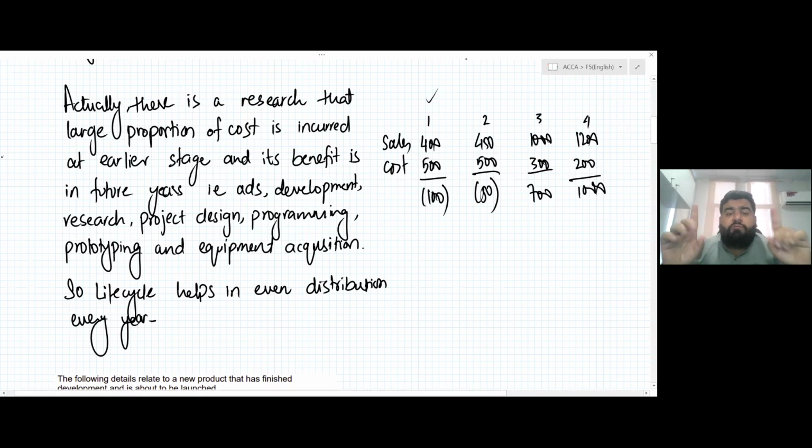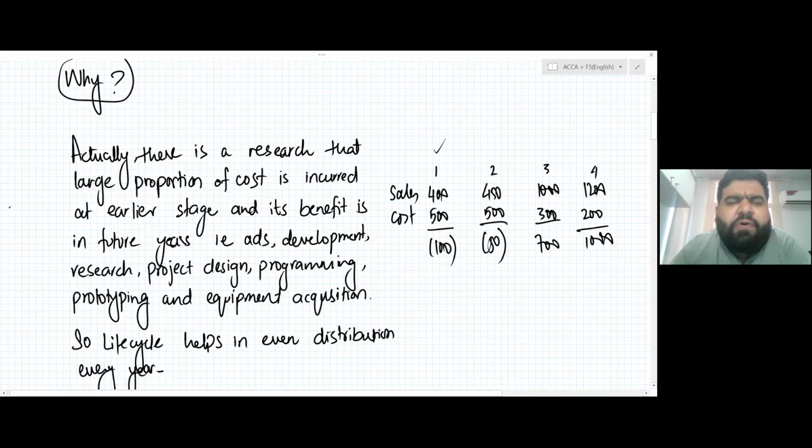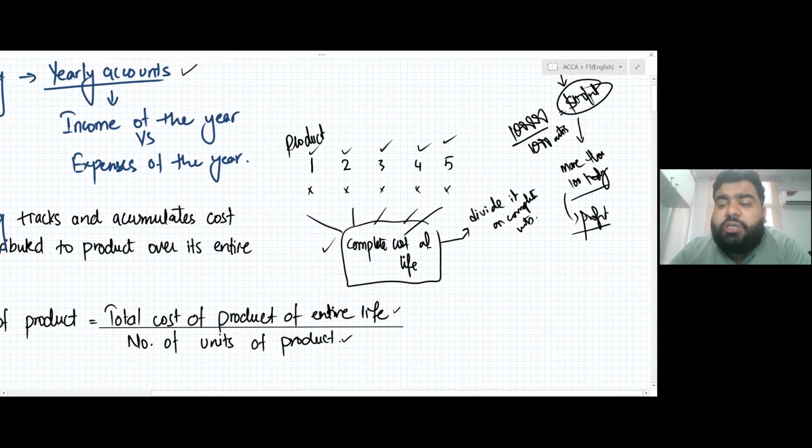So how can one person take a decision about whether we have to invest or we have to make this product or not? Because in year one and two they are facing the loss. So life cycle costing says that don't be worried. Life cycle costing says just make a budget of the complete life. See how much cost is incurred over the life.